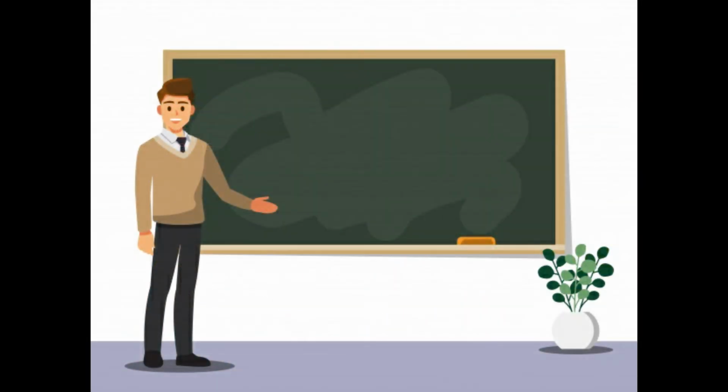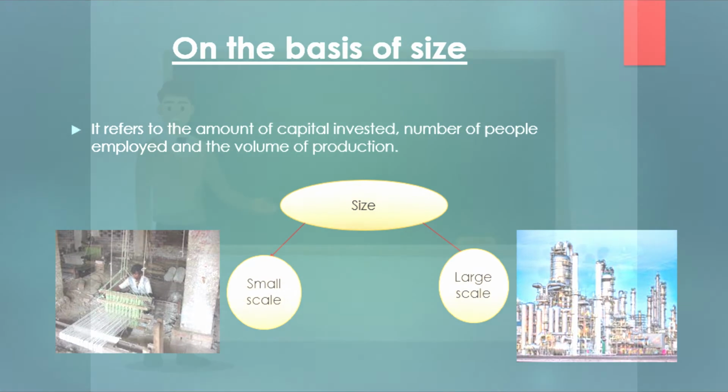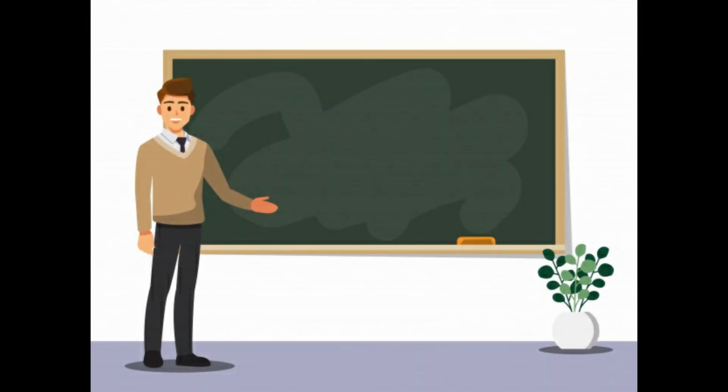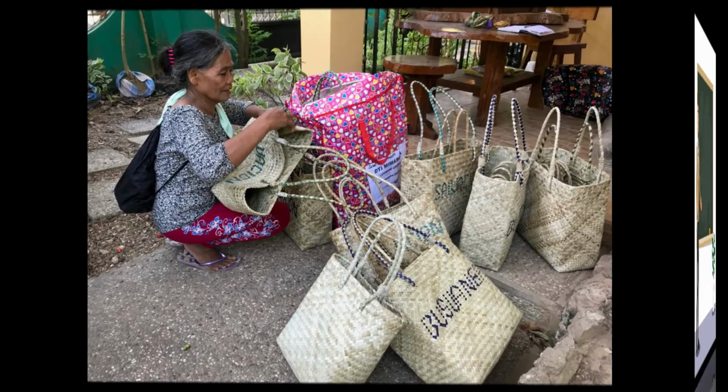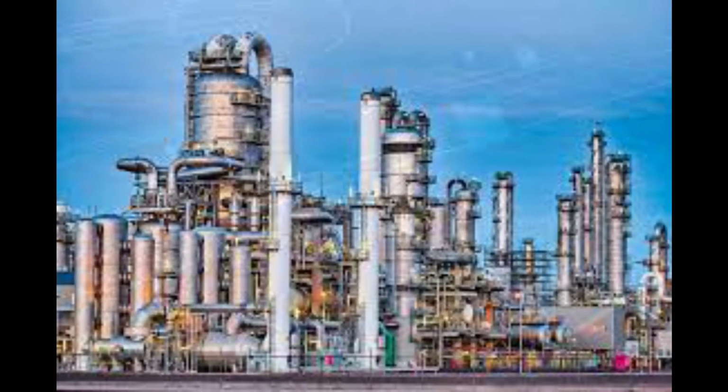The next criterion is size. It is basically the level of infrastructure that an industry has. It has two types, that is small scale industry and large scale industry. Small scale industry operates in villages and is locally consumed, while large scale industries deal with sophisticated items and are exported worldwide. An example of small scale industry is the jute basket industry, and an example of large scale industry is the petroleum industry.